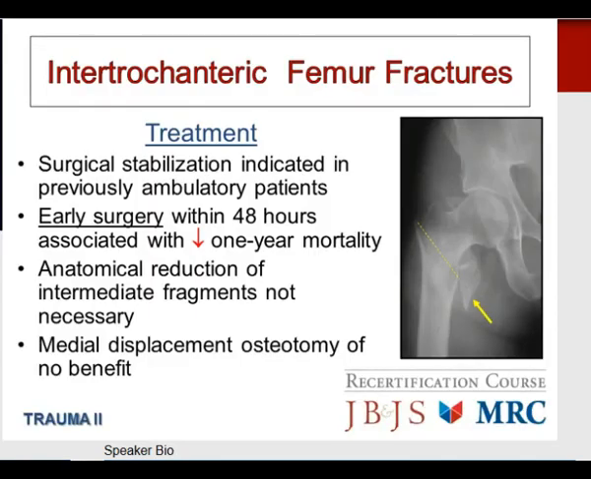Intertrochanteric femur fractures now, moving down to the extracapsular portion of the proximal femur. Surgical stabilization is indicated in all previously ambulatory patients. Early surgery within 48 hours has been associated with decreased one-year mortality, so it is important to get these patients to the operating room as soon as possible. It's also important to remember that anatomical reduction of the intermediate fragments, such as the displaced lesser trochanteric fragment indicated here, is not necessary, nor is medial displacement osteotomy of the femoral shaft helpful in treatment of these fractures.